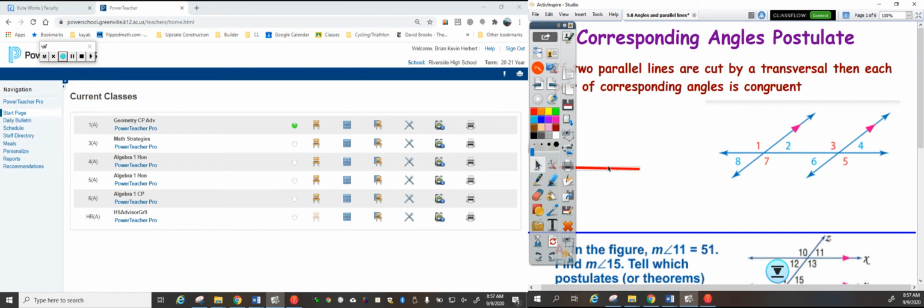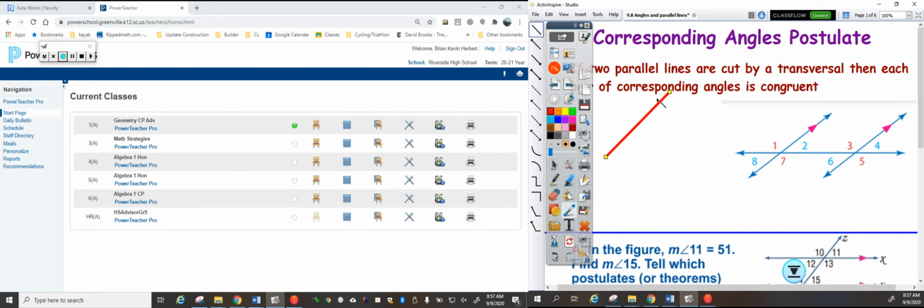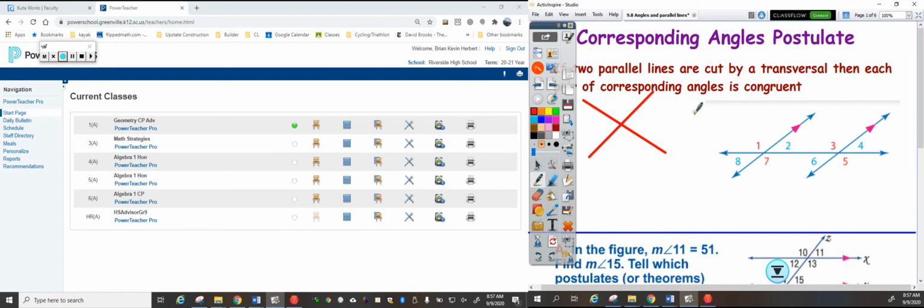So if I have now two lines that intersect each other, I form vertical angles. Vertical angles are angles that are opposite of each other. So I've created congruent angles here because angle 1 is congruent to angle 2, and angle 3 is congruent to angle 4. So these are vertical angles right here. Just a little bit about what we did yesterday.